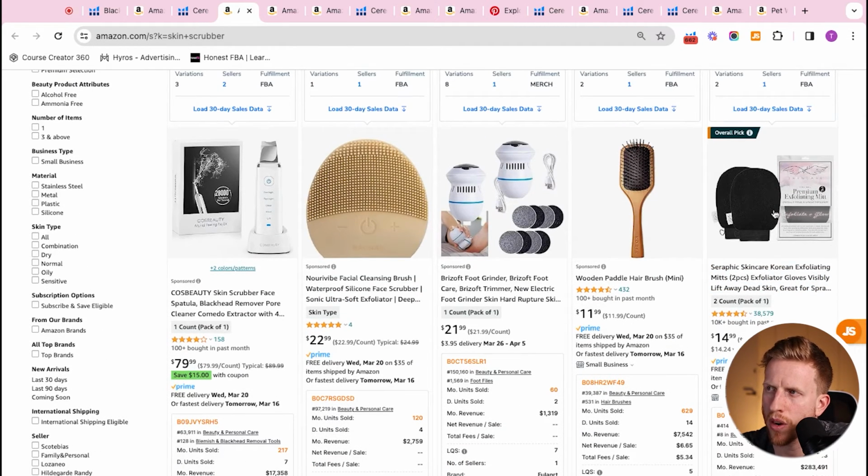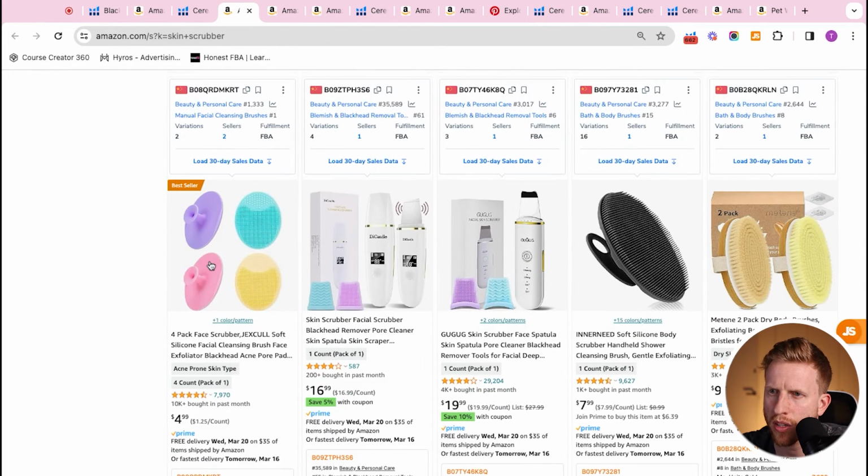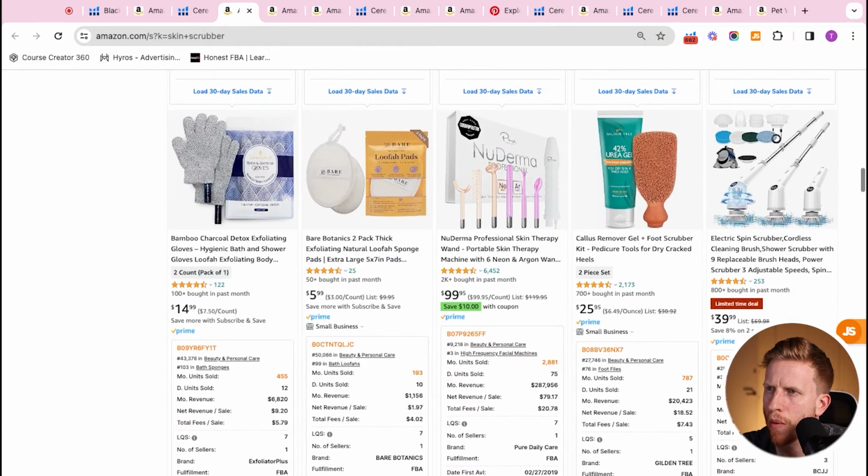So, all right, the first one is this kind of mitts, but then you've got this type of stuff. This is not good that it's so cheap. I don't like this niche straight away. Look, it's so cheap. You've got stuff at $20, $17. I do want to look at stuff most of the time that's a bit more expensive than this.